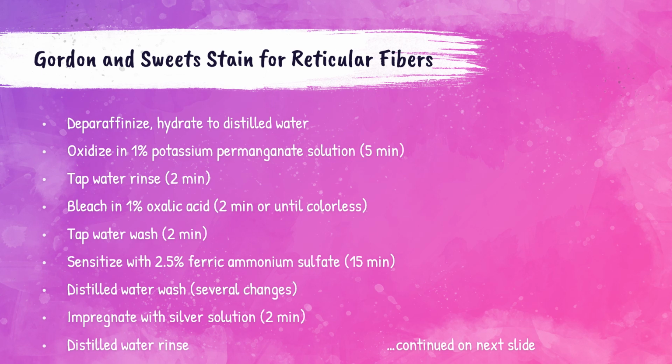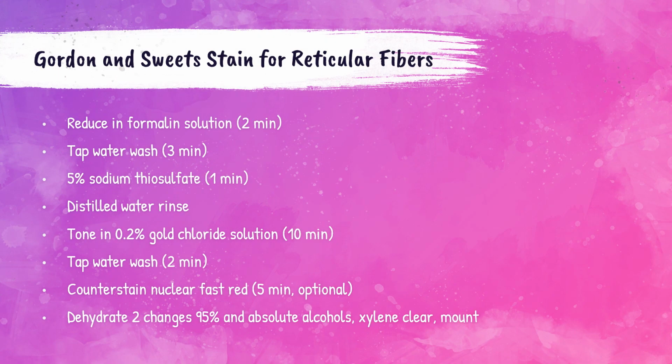Then sensitize with 2.5% ferric ammonium sulfate for 15 minutes and then wash in several changes of distilled water. After the several changes of distilled water wash, the tissue section should be impregnated with silver solution for 2 minutes, then rinsed in distilled water. Let's go to the next page here because the procedure still is too long for one slide.